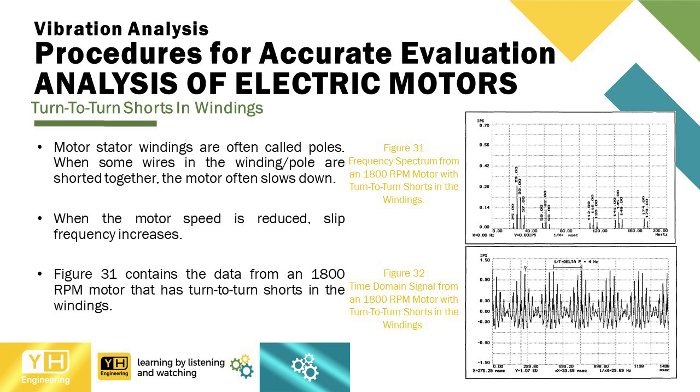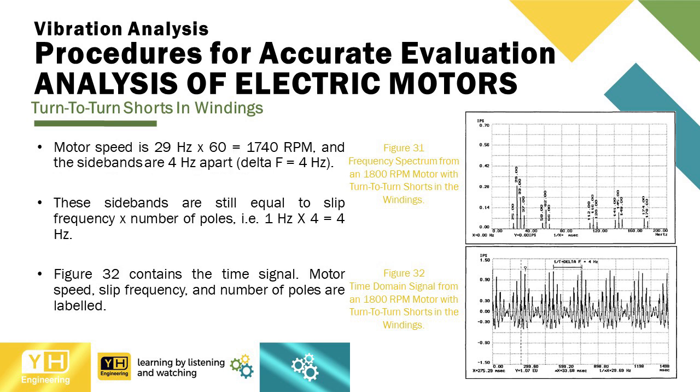Figure 31 contains the data from an 1800 RPM motor that has turn-to-turn shorts in the windings. Motor speed is 29 Hz multiplied by 60, equal to 1740 RPM, and the sidebands are 4 Hz apart, where delta F equals 4 Hz. These sidebands are still equal to slip frequency multiplied by number of poles, i.e. 1 Hz multiplied by 4 equals 4 Hz. Figure 32 contains the time signal. Motor speed, slip frequency, and number of poles are labeled.